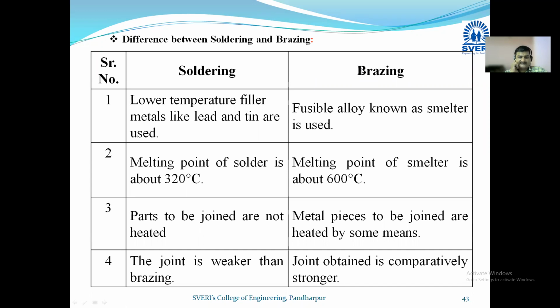So for the midterm examination, this chapter number 6 is there for the syllabus. Machine tools and joining processes. Whole chapter up to brazing. Okay. Thank you.